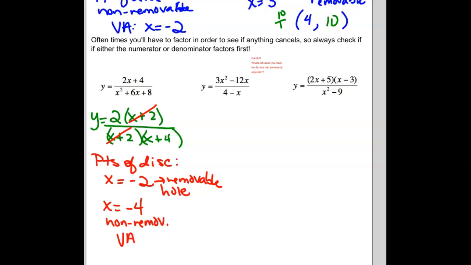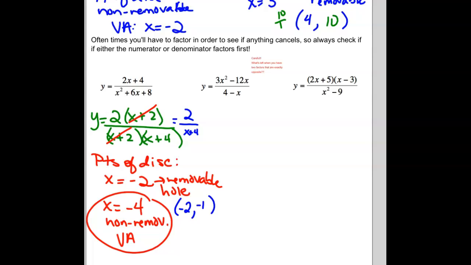So we have a vertical asymptote at x equals -4, and we have a point of discontinuity, a hole, at x being -2. And again, to figure out what the y-coordinate would be, take our simplified version, which is just 2 over x plus 4, and plug a -2 in for x. That would leave us 2 divided by 2, or 1.